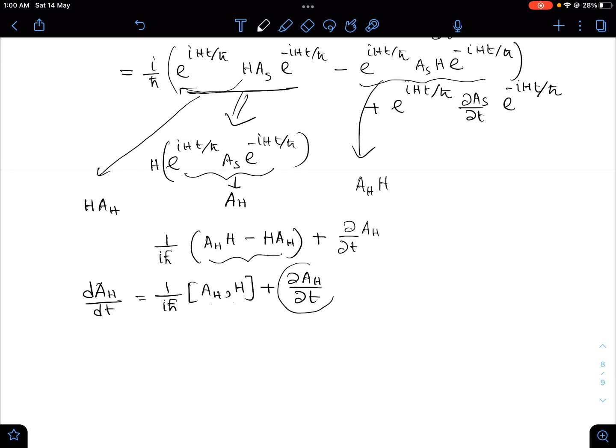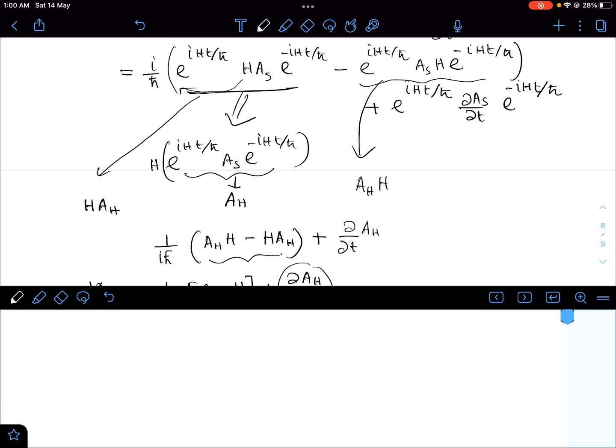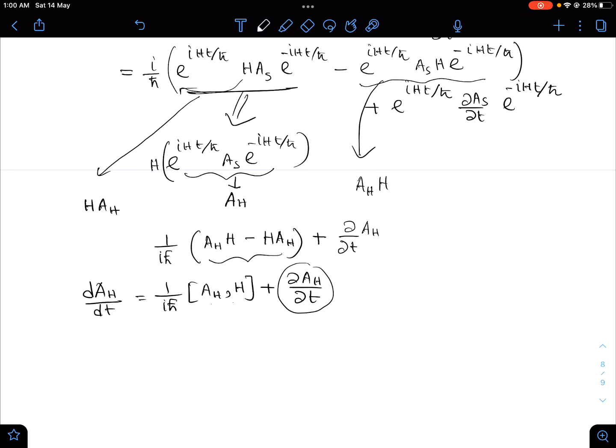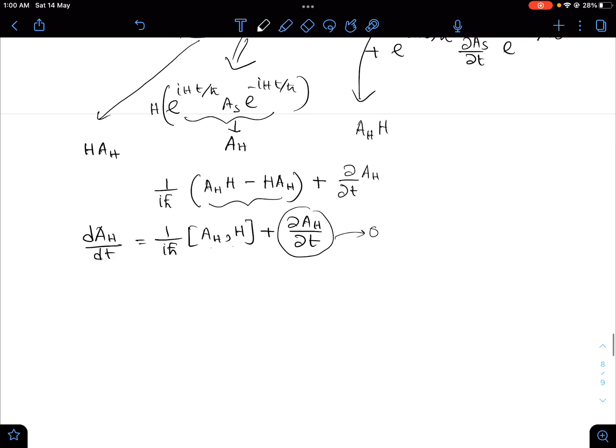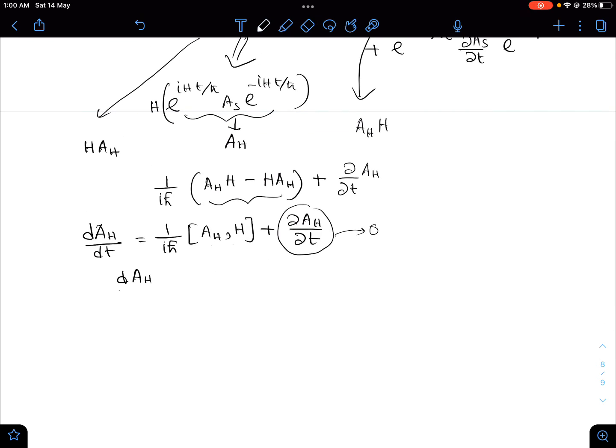Now this term has no explicit time dependence. If there is no explicit time dependence, then it will be 0, and we will have dAH by dt as 1 by i h cut AH commutation with H.